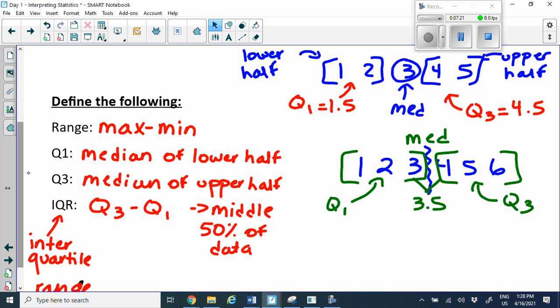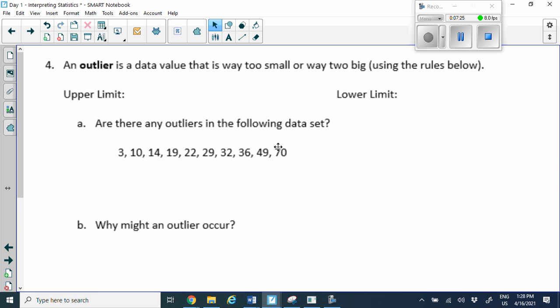Okay? Okay, so now the next thing we're going to talk about is outliers. Okay, so an outlier is a data value that is either way too small or way too big, okay? Now, how do we figure out if a data point is an outlier? Well, we have our upper limit and our lower limit, okay? And this is how we can figure it out.